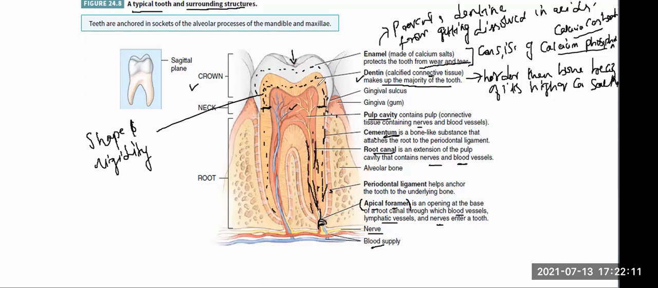I hope this structure of the tooth is clear to you, right? This is quite important for you to understand, because unless you understand this, root canal therapy would not be clear to you. So I'll just quickly repeat what we have learned in this structure of the tooth. And one thing, the teeth that we have in our jaw may have one, two, or three roots, right?